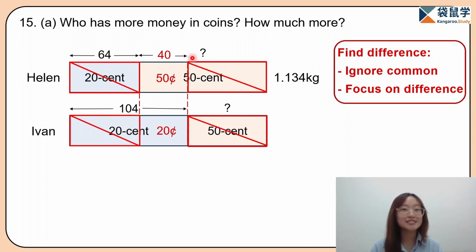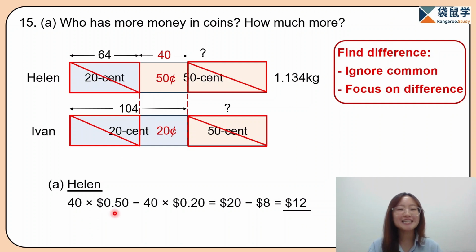Now, are you able to see who has more money in coins? The answer is Helen, because when we focus on the difference, Helen has more 50 cents and Ivan has fewer. So 50 cents is higher in value, so Helen will have more money. And how much more? It will be 40 times 50 cents minus 40 times 20 cents. And that will give us $12, our answer for part A. So if everyone understands this question, let's move on to part B.